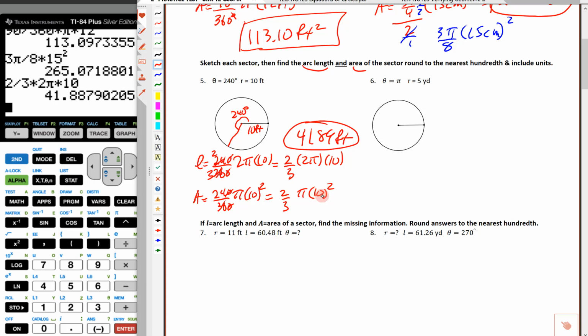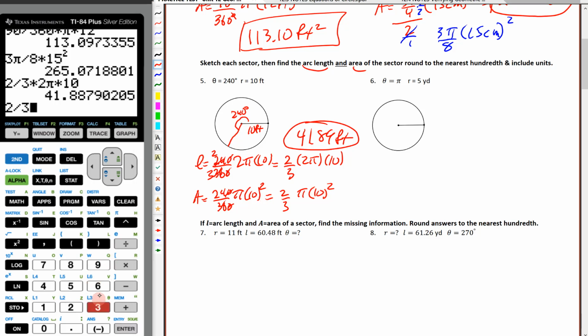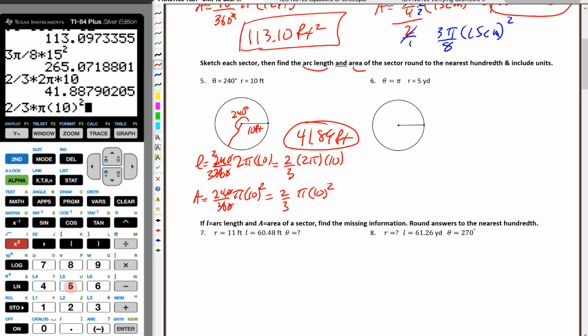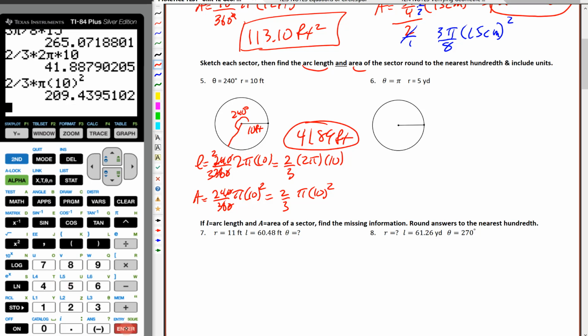And then we're going to do 10 feet squared, and then we've got the 2/3, so we're going to do 2/3, and then we've got the pi, so I'm going to hit times pi. I don't have to do that, but it's just kind of nice to put that in there. And then I'm going to do parentheses 10, and I'm going to square it. You could just throw in a 10 squared, and that would be fine.